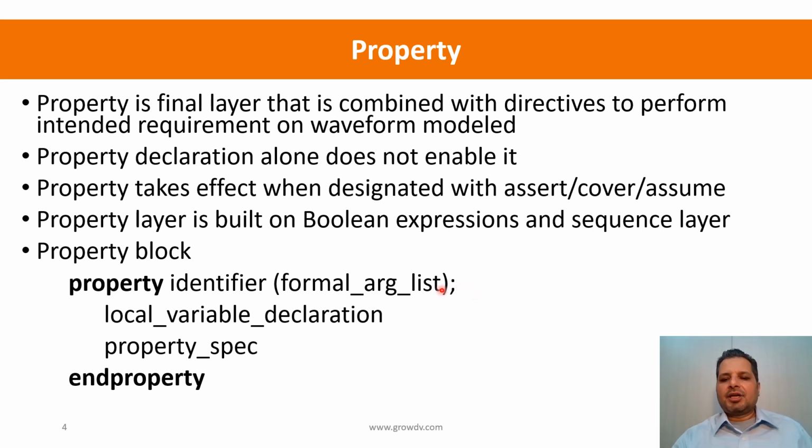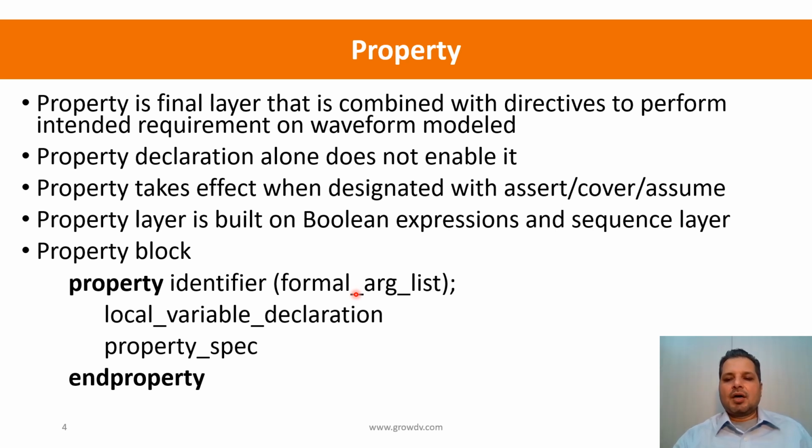And then the property layer is built on 2 other layers. The bottommost layer is your Boolean expressions, and then a series of Boolean expressions are combined with the operators that we had seen in the sequence layer to define a timing expression which finally gets used in the property layer. And we have looked at it already, but formally property is the keyword. We give the name of the property. Then as we had seen in a few examples already, while we were studying sequences, you can pass an argument list to the properties on the same lines as the way you can pass an argument list to a task.